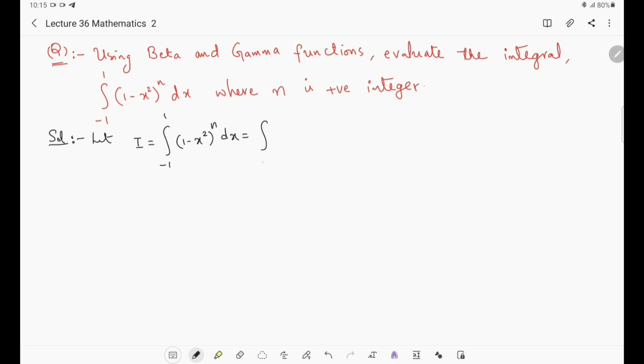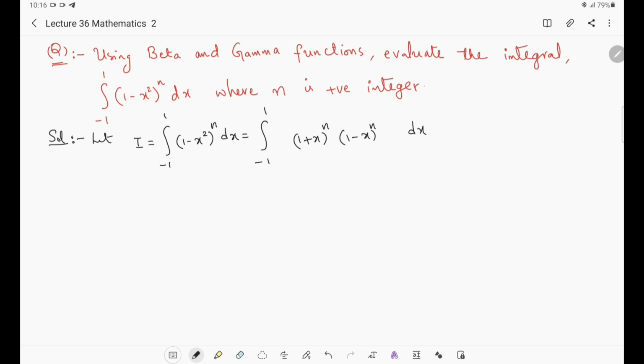Now the given integral can be written as integral from minus 1 to 1. It is in the form of a square minus b square. 1 minus x square is in the form of a square minus b square. Now this can be written as (1 plus x) into (1 minus x), whole power n dx, right? Since a square minus b square is nothing but a plus b into a minus b. That I have done here. Now instead of writing the power on the complete term, I can divide these powers, here power n and here also power n.